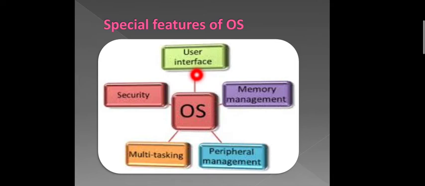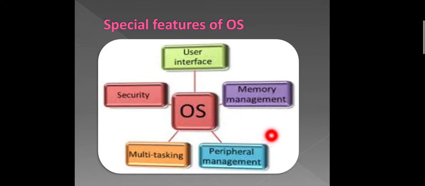The special features of any operating system are, first, the user interface. As we all know, it provides a user interface, like presently we are using GUI, that is graphical user interface, in any operating system. Memory management also manages the RAM and ROM in the computer system. RAM is random access memory and ROM is read only memory.